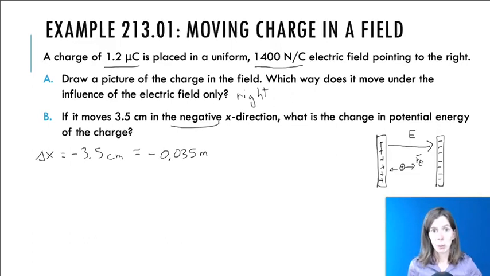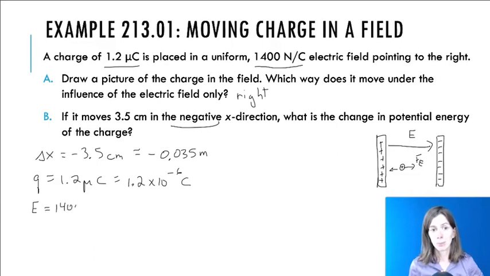What else is given? Well, we know the charge is 1.2 microcoulombs. Micro is 10 to the negative 6, so 1.2 times 10 to the negative 6 coulombs. And then we are given the electric field is 1400 newtons per coulomb. So it's positive is to the right. So did you write down the relevant equation? The relevant equation is the change in potential energy is negative Q E delta X.